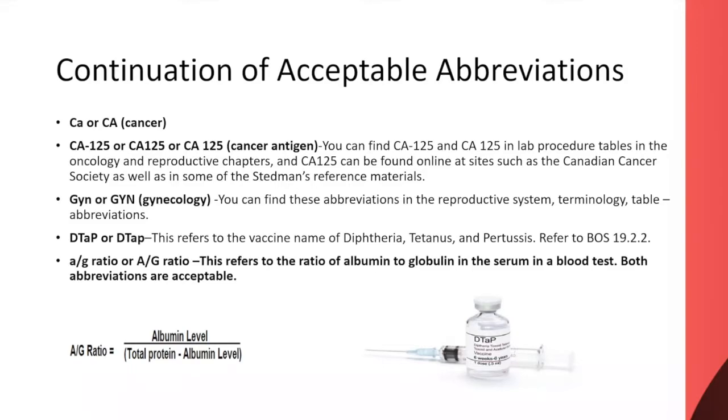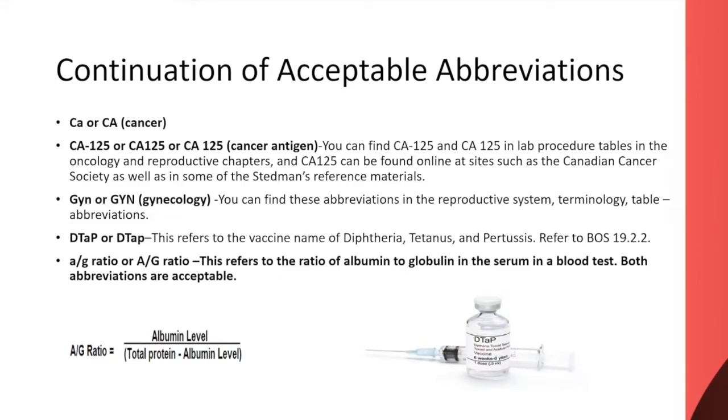Now the abbreviation DTaP, you can do capitalized DT, lowercase a, capitalized P, or you can capitalize just the DT, and both the a and p are lowercase. These refer to the vaccine name of diphtheria, tetanus, and pertussis. And you can refer to that in BOSS 19.2.2. Okay, so either one of those is acceptable.